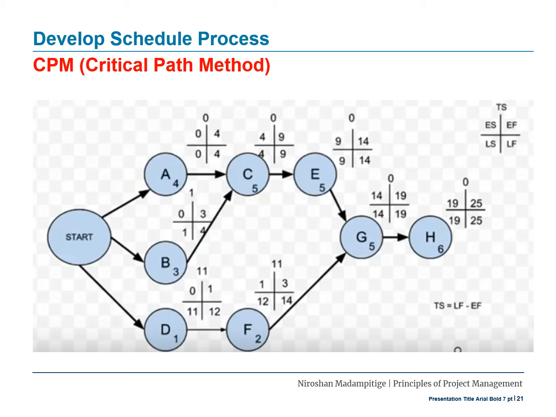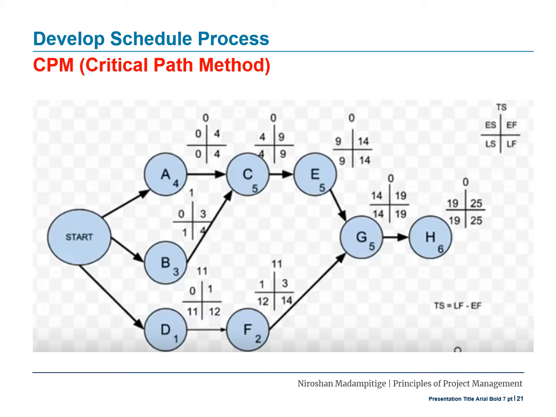What is the late finish here? 4. What is the early finish? 3. So what is the TS or total slack? 4 minus 3, that is 1. What is the late finish here? 12. What is the early finish? 1. 12 minus 1? 11. That is the total slack.